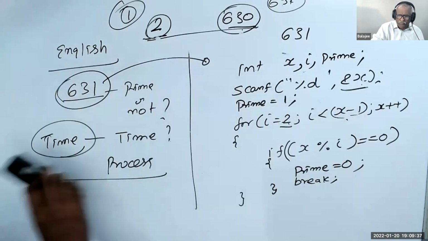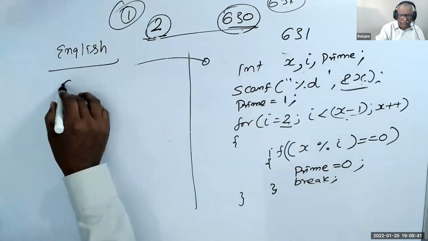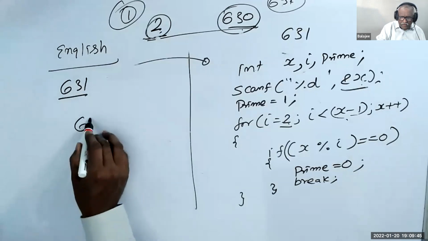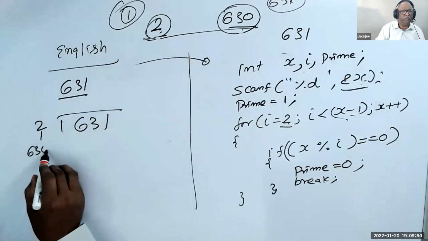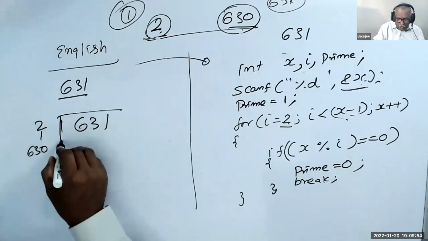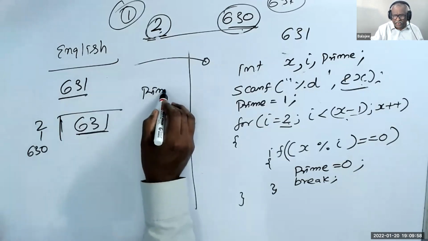What I'm doing now: I have taken a number from the user, 631. I start dividing 631 from 2 to 630. Understand? I assume that the moment you give a number, I assume that it's a prime.